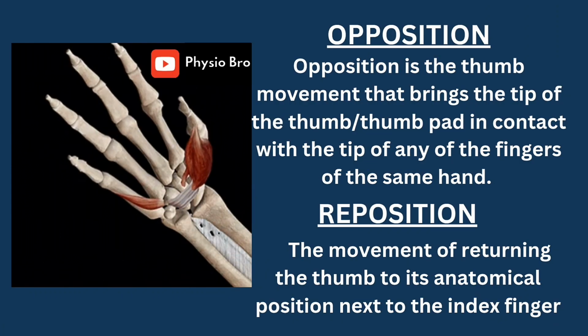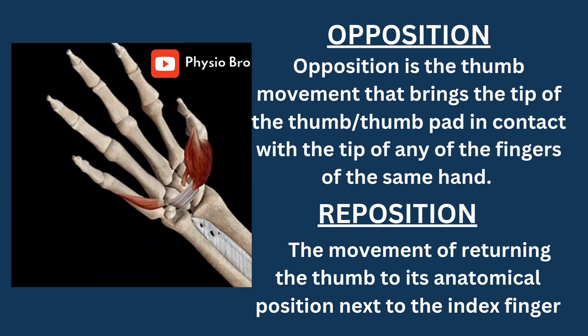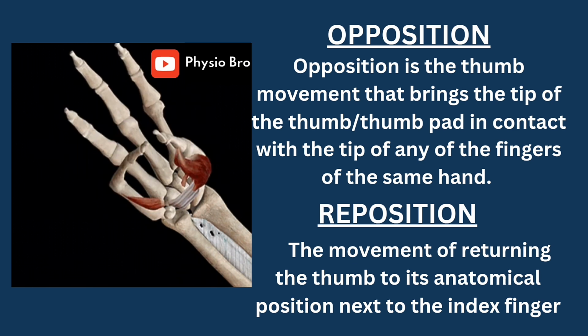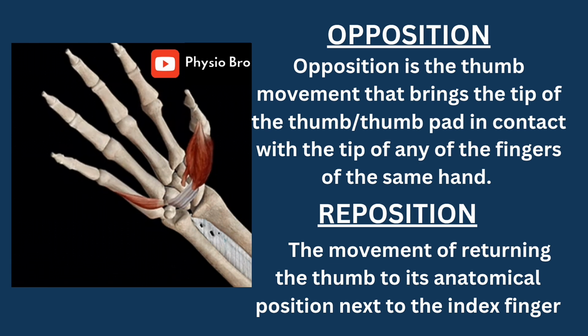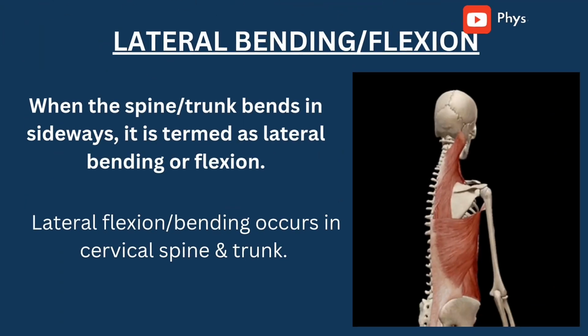Opposition is the thumb movement that brings the tip of the thumb, or thumb pad, in contact with the tip of any of the fingers of the same hand. Reposition can be referred to as the movement of returning the thumb to its anatomical position next to the index finger.